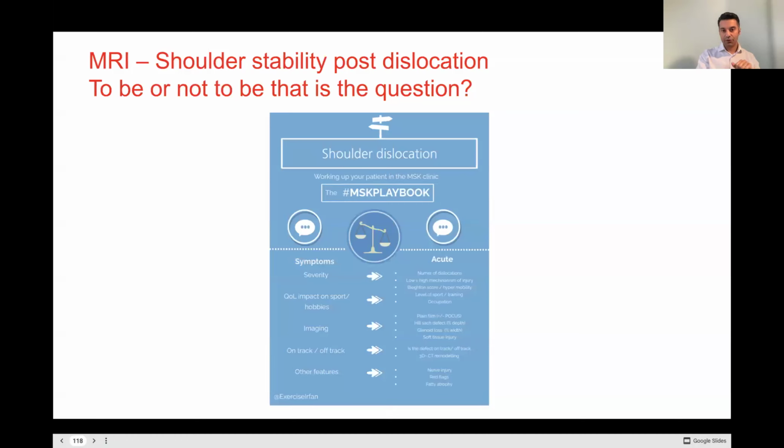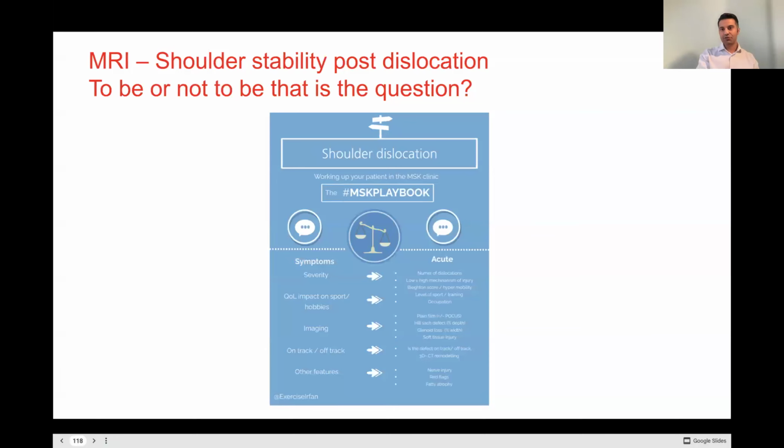Imaging, we're going to go for a plain film. Interestingly, the studies are showing that point-of-care ultrasound is very sensitive and specific for picking up dislocations. If you're in the field of play or you're in a sports hall and you've got ultrasound, it's really cool because you can pick up dislocations really, really nicely. And then start to think about the Hill-Sachs defect. What percentage is it? What glenoid bone loss are we at? And is there any associated soft tissue injury? Remember, Imran showed us that sagittal view. You want to bring in that person with a haircut and really interrogate the rotator cuff.